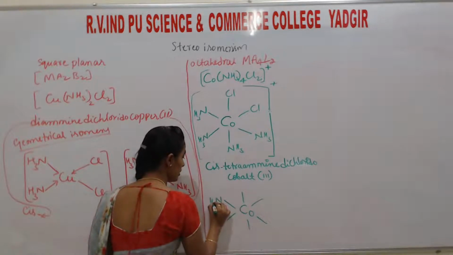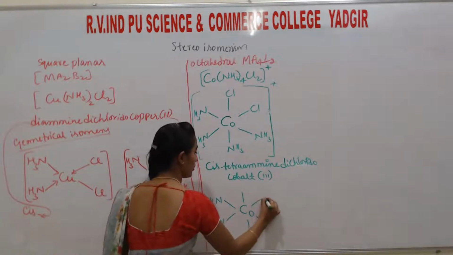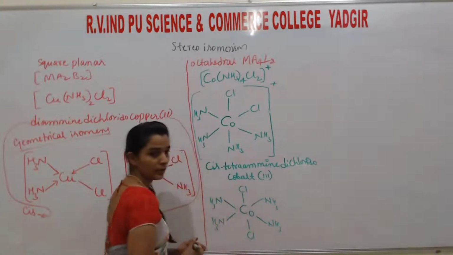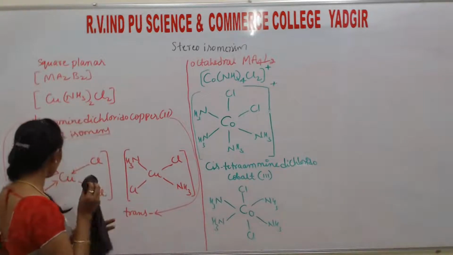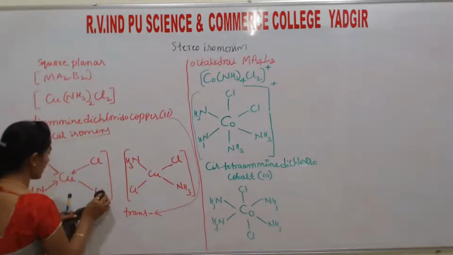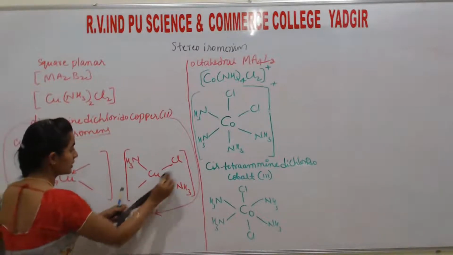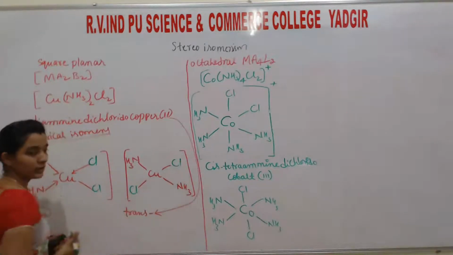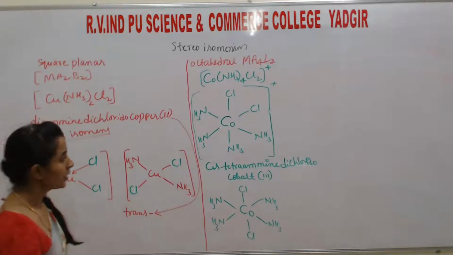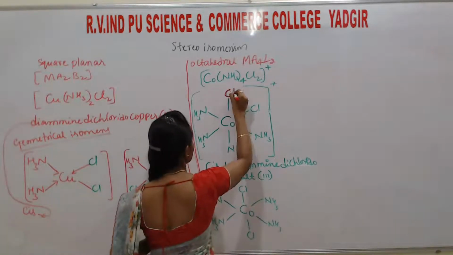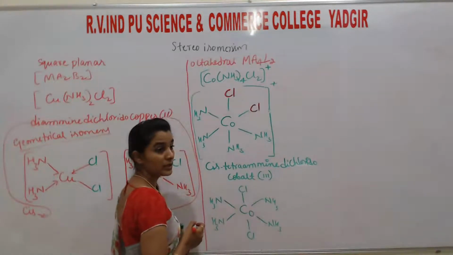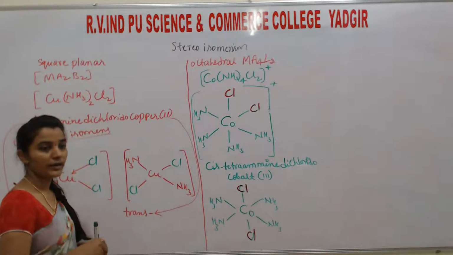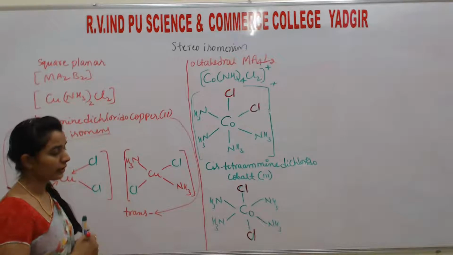Next, if you have to write the same compound, that is Co, here is NH3, here NH3, here NH3, NH3, here is Cl, here is Cl. So I write the ligands here, which represents the cis and trans isomers, in different colors. Here this is Cl, this is Cl, adjacent. This represents the cis isomer. Here is Cl, here is Cl, opposite. This represents the trans isomer. Write in a different color and you will easily understand.